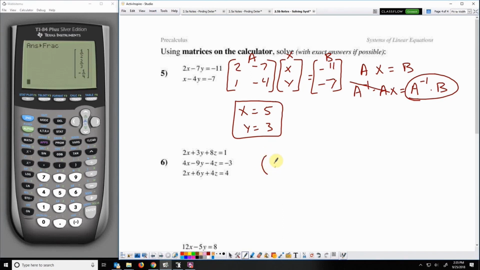Okay, so this time, instead of writing it as x equals, y equals, z equals, I'm going to write it as a set of coordinates. 1/2, 2/3, -1/4. So those are my values of x, y, and z.